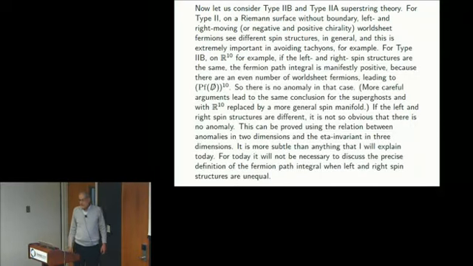So for today, we won't worry about the important detail of how to define the fermion path integral when the left and right spin structures are unequal. In fact, for today, you could imagine they are equal. The part of the problem we're focusing on today is orthogonal to this important part of it that I just mentioned.